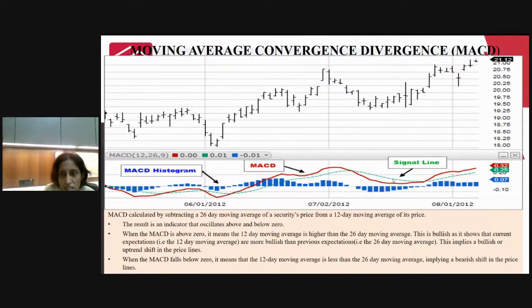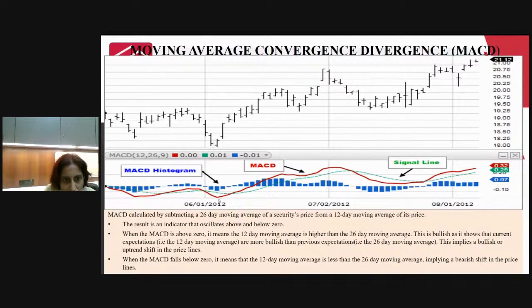Now, how is MACD used for decision making? Usually, if the MACD falls below the zero line, as you can see, it means that a bearish trend is settling in. The moment the MACD falls below the zero line, it indicates that a bearish trend is settling in. Here, this is the zero line. MACD is below the zero line over here. So you can see that from here on, the bearish trend is settling in.